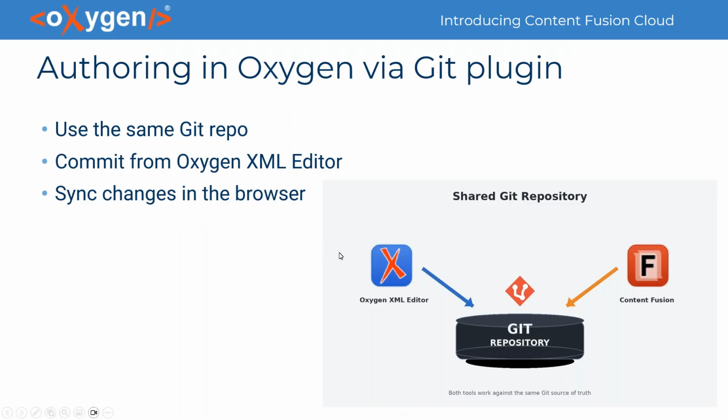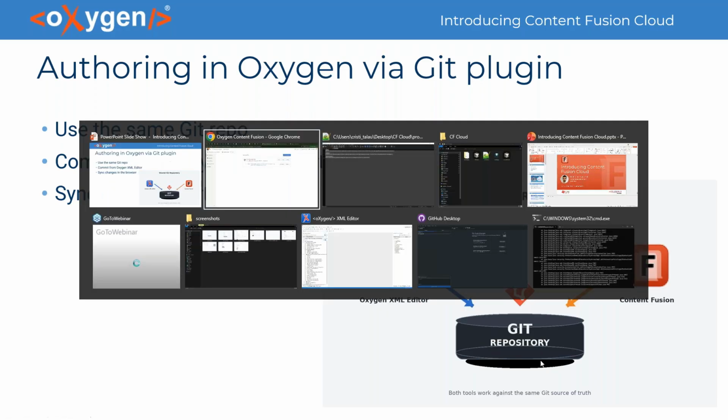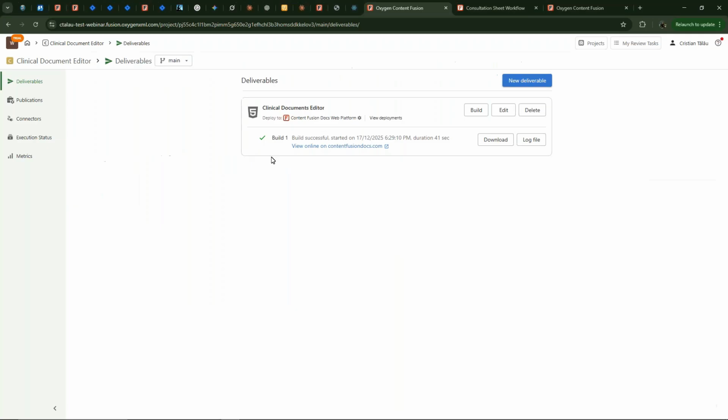So one way to integrate Content Fusion with Oxygen XML Editor is to use an external Git repository, and to have both Oxygen XML Editor and Content Fusion connect to the same Git repository, which is the source of truth. This is an approach that we had for some time, and I will try to show you how it works.